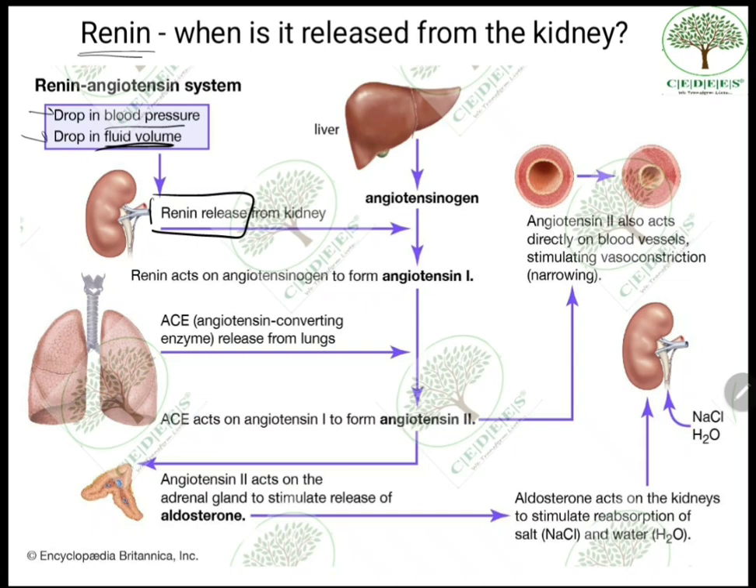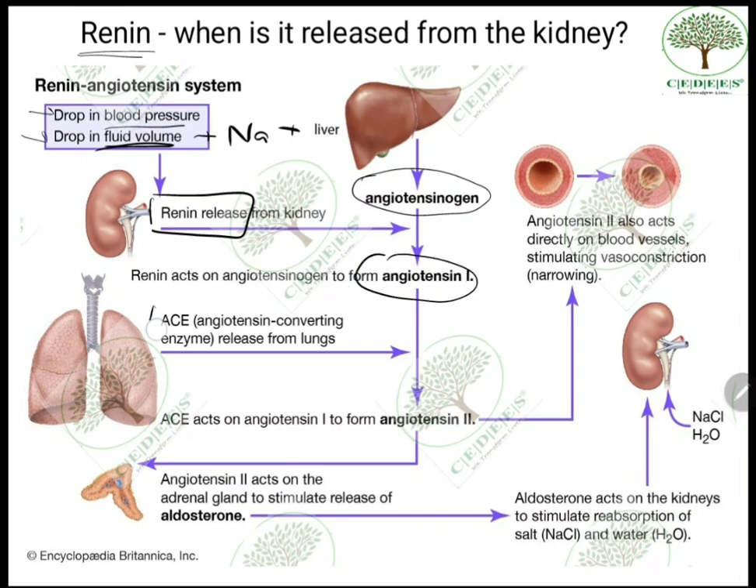The two most important factors are when there is loss of water, along with fluid loss, there will also be a loss of sodium or a drop in blood pressure. So due to any of these two factors, this renin gets released from the kidney and it will act, as you know, on the angiotensinogen from the liver, and it will form angiotensin 1.